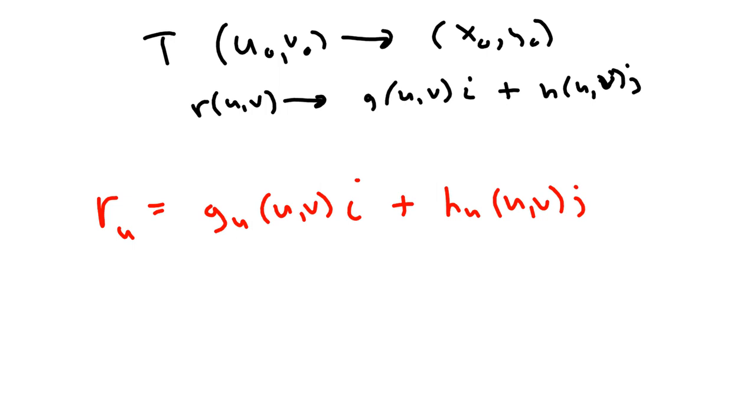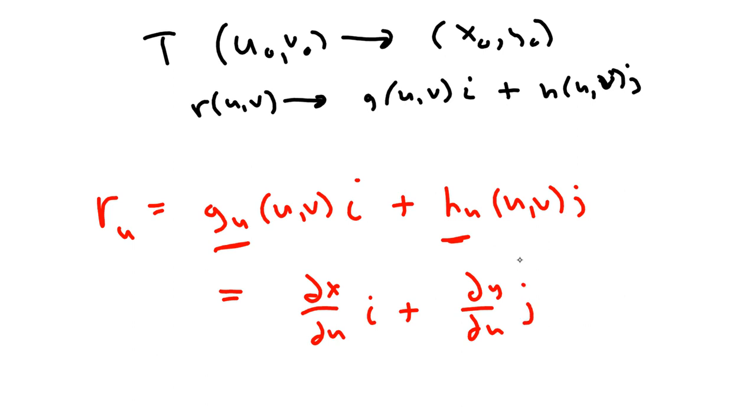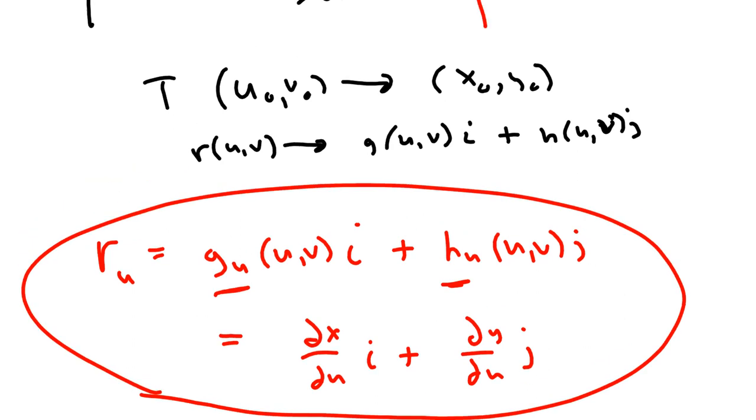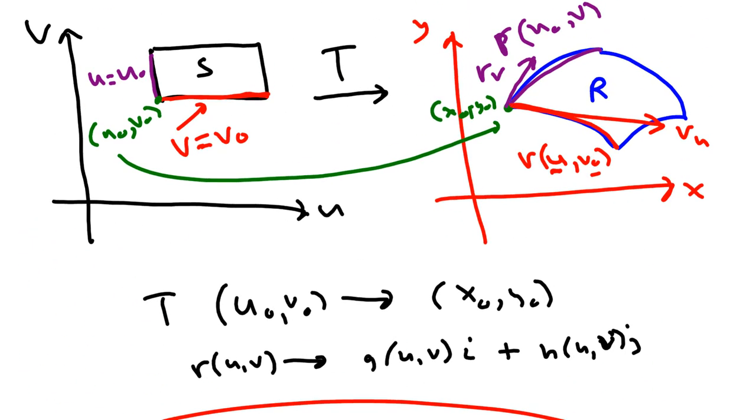Now g sub u, for example, and h sub u mean the partial derivative of the function with respect to u. If we want, we could also denote this as partial x partial u times i plus partial y partial u times j. Okay, so what this crazy-looking thing is, is really just this tangent vector over here, up here in this corner.